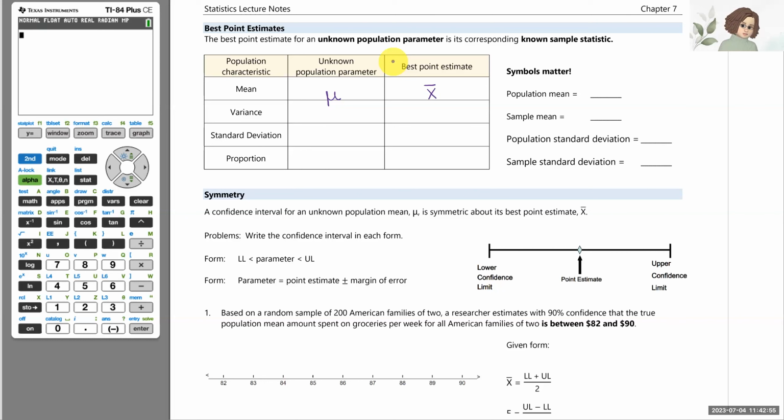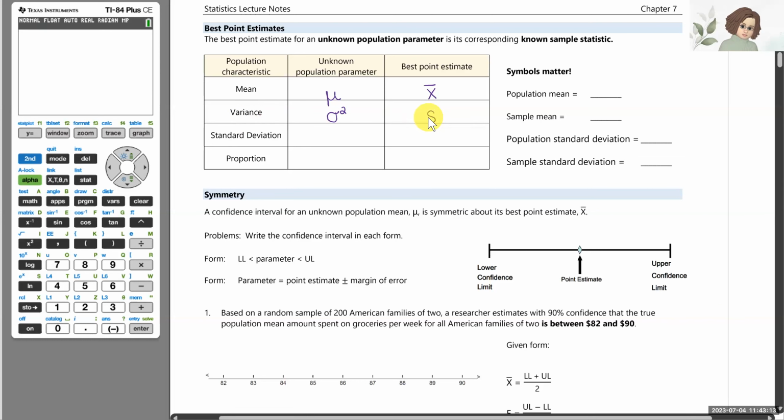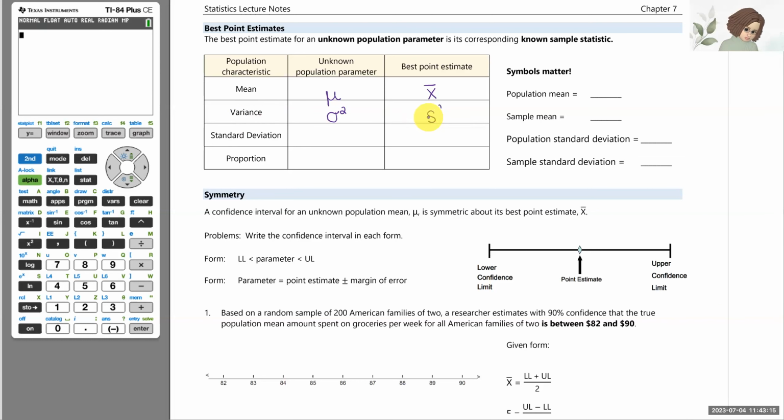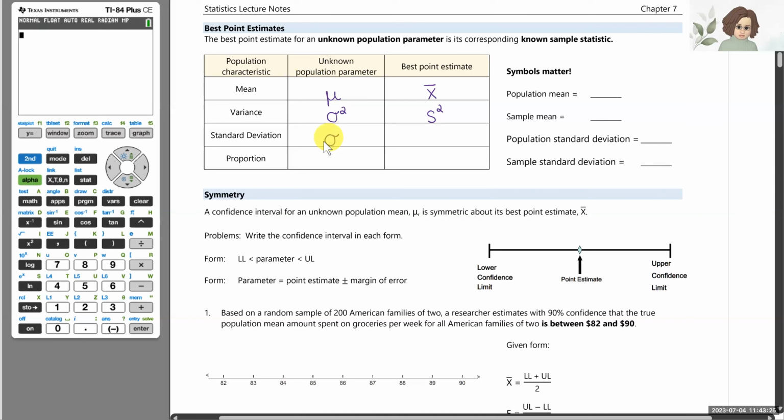And then variance, we haven't dealt with much so far, but the symbol for population variance, measuring variation in a data set, is sigma squared. If we don't collect data from the entire population, the best estimate for it is the sample variance, so that's S squared. Standard deviation, previous to this chapter, we were often given sigma, population standard deviation, but here we're actually going to learn to estimate it, and our best point estimate would be the sample standard deviation. So that is lowercase s.